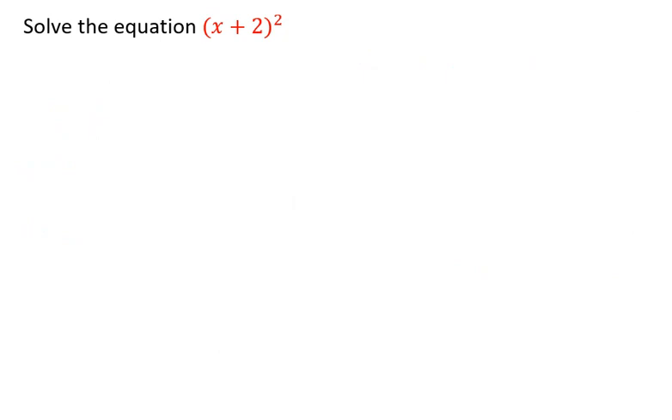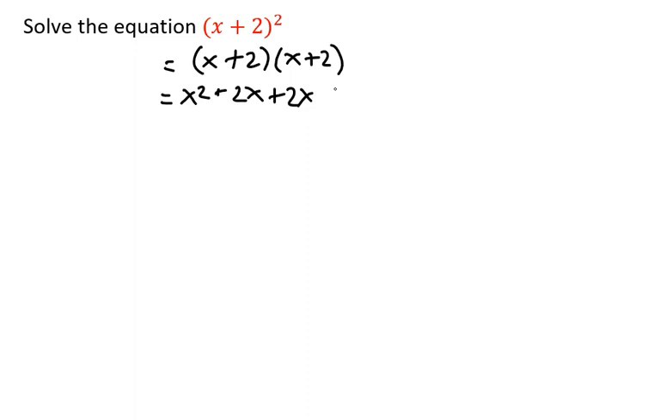Solve for the equation x plus 2 square. Gawin muna natin siyang standard form. I-solve muna natin to. So, x plus 2 square, yan ay magiging x plus 2 times x plus 2. Then, gamitin natin yung FOIL method. So, x times x is x square. Then, x times 2 is 2x. And 2 times x, yan ay 2x din. Then, 2 times 2 is 4.